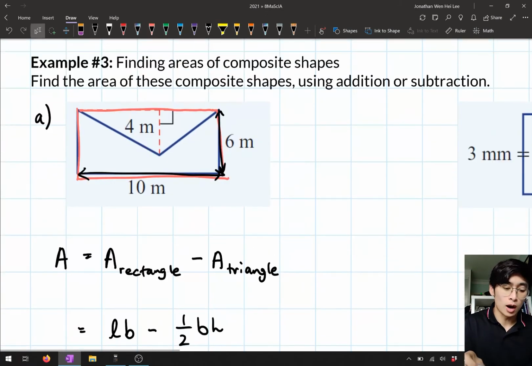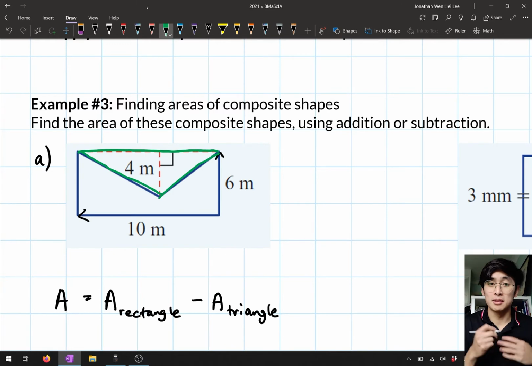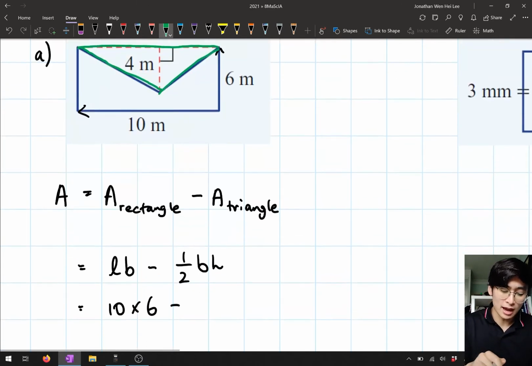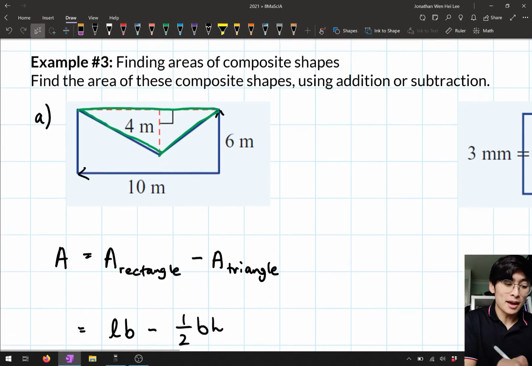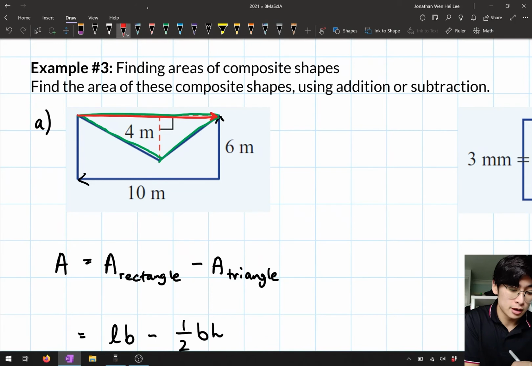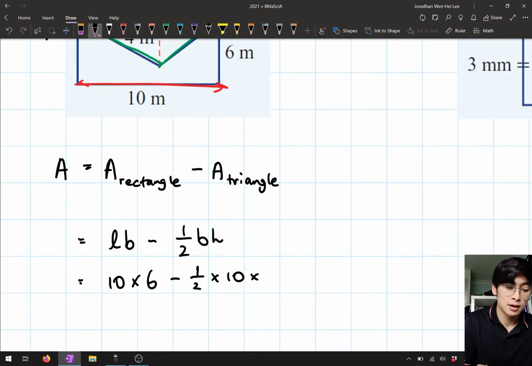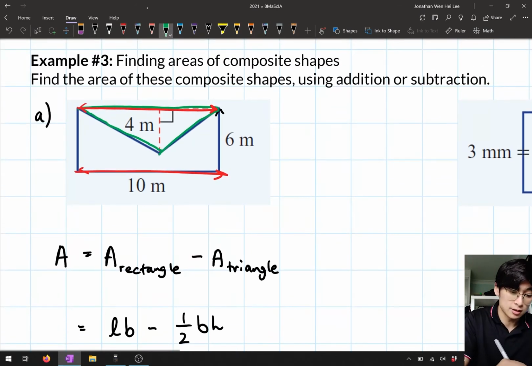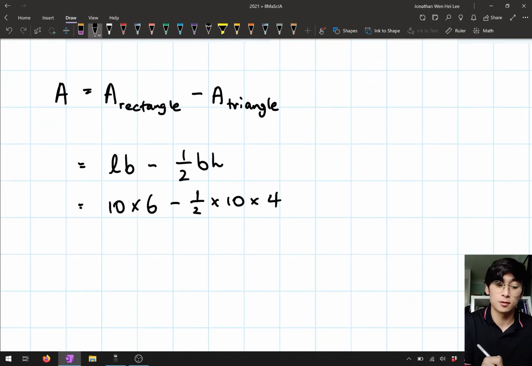Now, for my triangle, I need half BH. So we're going to look at the triangle now. What is the base and what is the height? Even though we had the same B letter here, we need to make sure that we've got the correct measurement for B. My base is actually the measurement from here to here. In my diagram, that's the same as this 10 meters over here. So for my B value, that's just going to be 10. So I've got minus half times 10 times the height, which, if you look inside that triangle, is this measurement here of 4 meters. So I'm going to be half times 10 times 4.